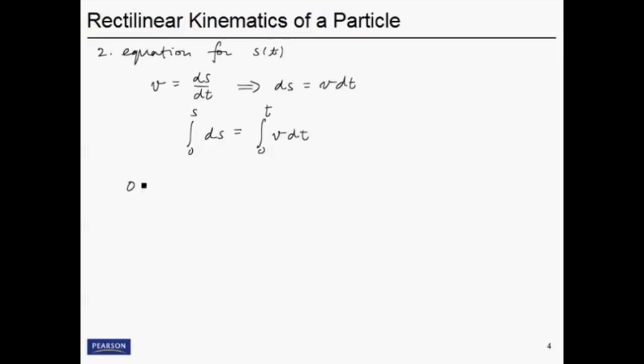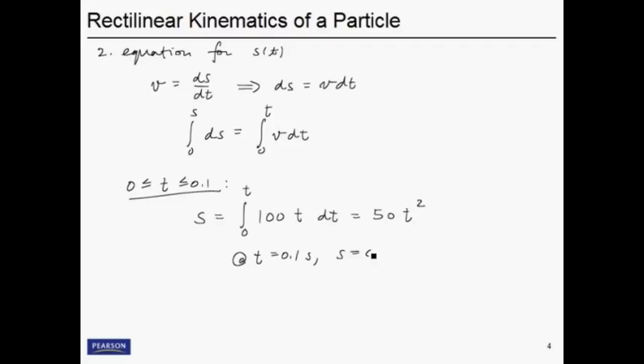So let's start with 0 to 0.1. The equation looks like this. S just turns out to be an integral from 0 to t of 100t dt. So that just equals 50t squared. Okay, and we know from the problem statement that at t equal to 0.1 seconds, s is equal to 0.5 meters. And indeed it is, if we plug in t equal to 0.1 seconds. So that worked out okay for us.